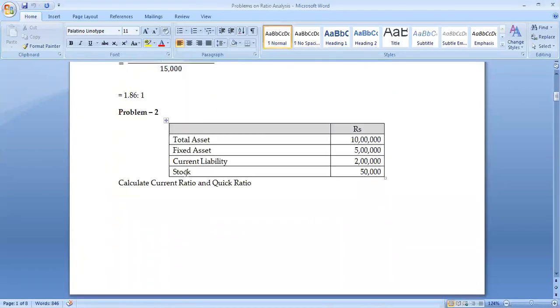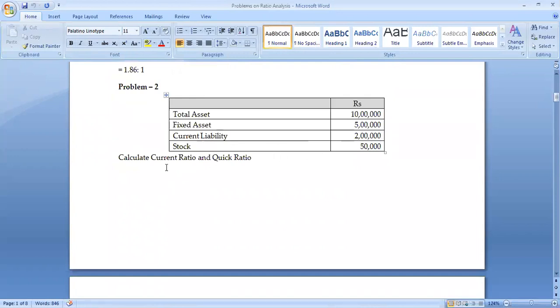Now we'll quickly move on to the second problem. Here they've asked you to calculate the current ratio along with the quick ratio. The same problem. Current ratio includes all the current assets and all the current liability. Quick ratio includes all the current assets except the stock and the prepaid expenses, but it includes all the current liability. Here the total assets, fixed assets, current liability and stock are given.